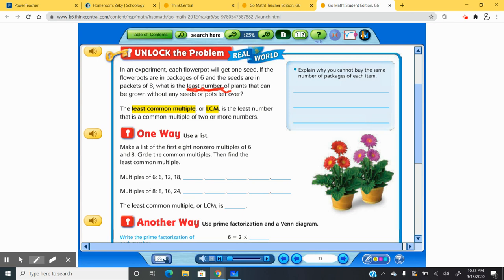So there are a couple of different ways. I'm just going to show you two ways to do this. One way is to use a list. So we're going to do this right here. We're going to copy this right now.